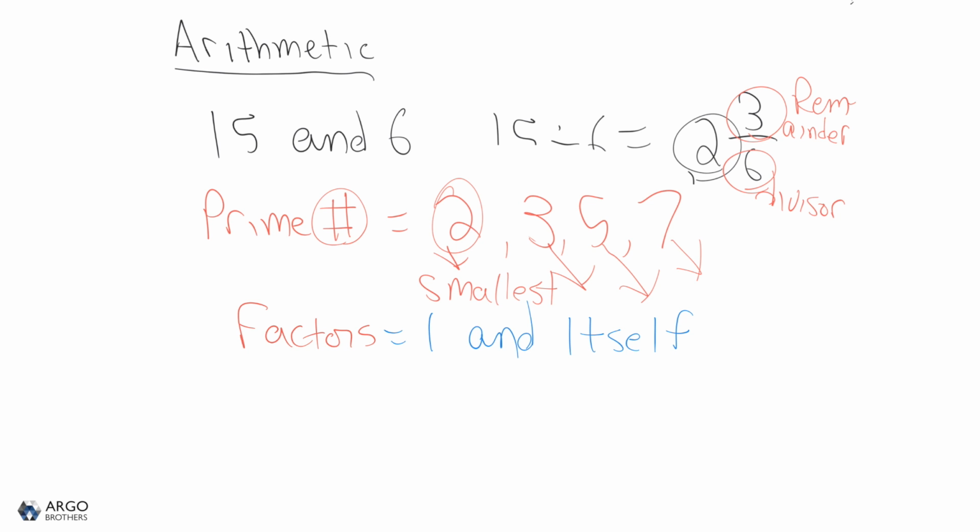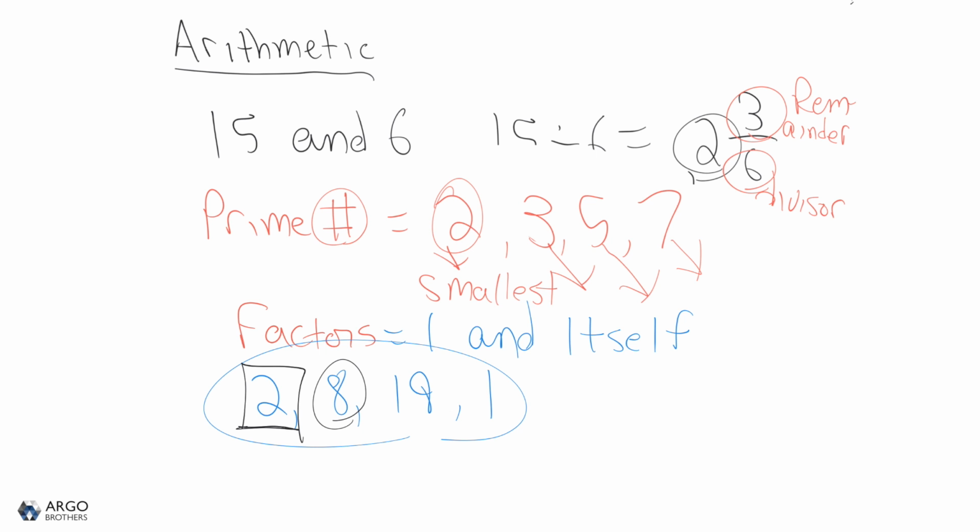So I'm going to give you a list of numbers, and you need to tell me which ones are prime. How about 2, 8, 19, and 1? Which one of these are prime? Well, 2 we know is prime, the smallest prime number. 8, we have a divisor of 2 and 4. So there are more divisors of 8 than just 1 and itself. So this cannot be considered a prime.